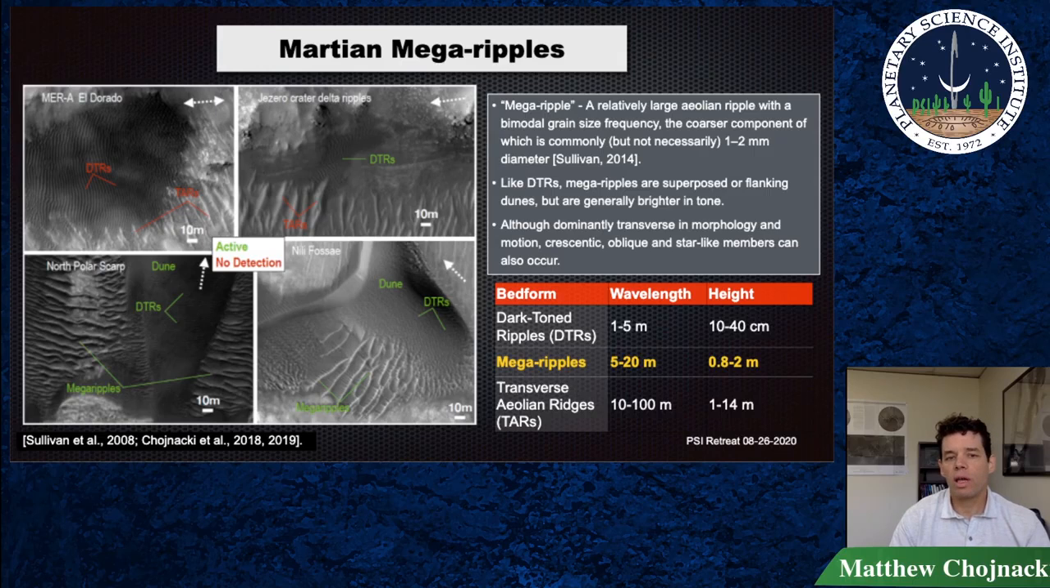That's attributed to a coarser component along those crests, maybe coarse grains that are creating a bimodal particle size distribution that is why we call them mega-ripples.